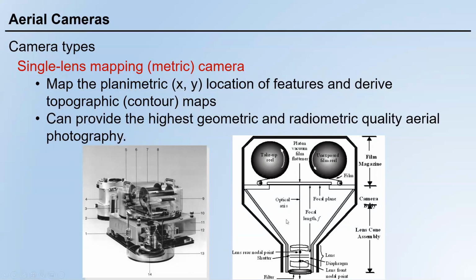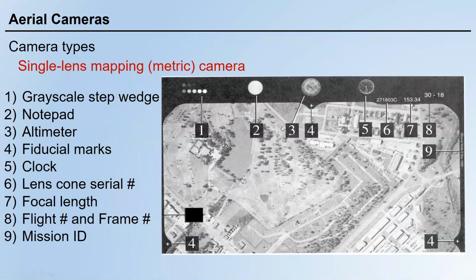Here we have seen this structure figure for this camera in previous slides, right? So this is the structure. On the left side, we have a picture of it. You can see it's very old. It's a product from before the era of digital image. And here is an example of its product. Here is a picture taken by that single lens camera.